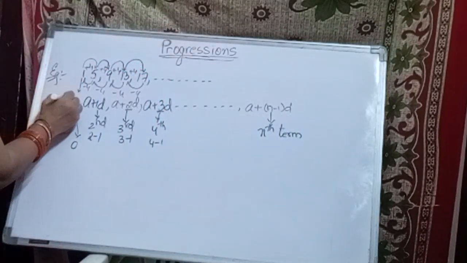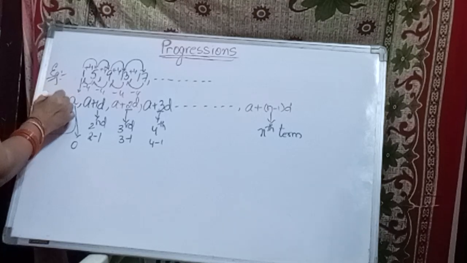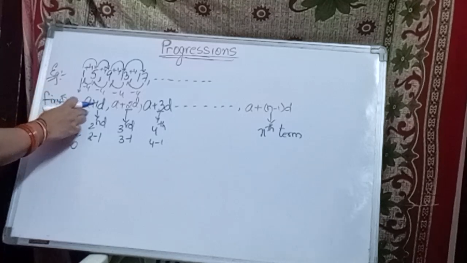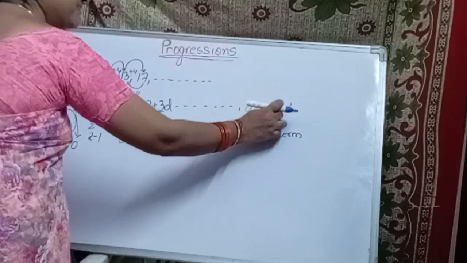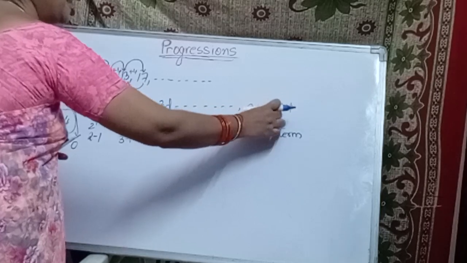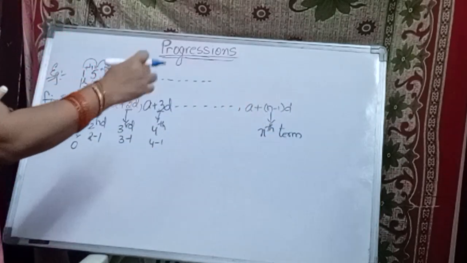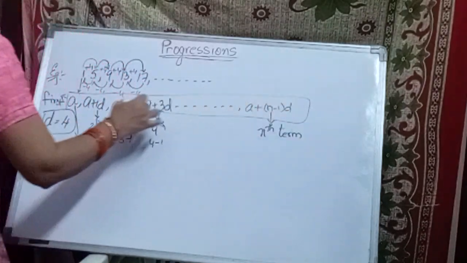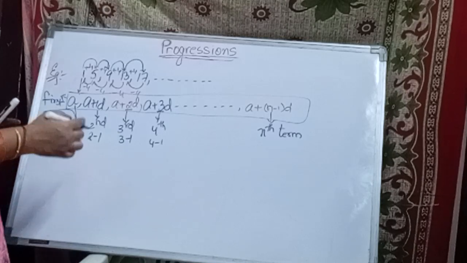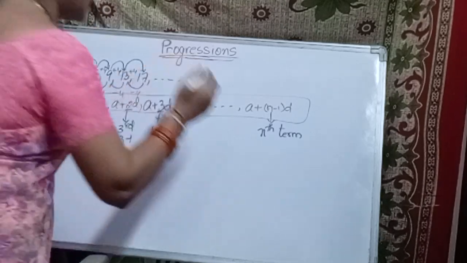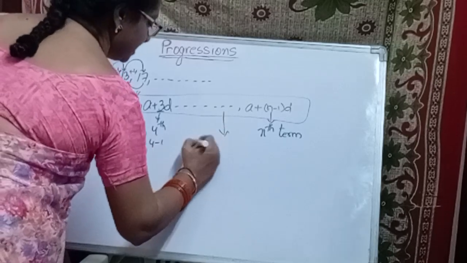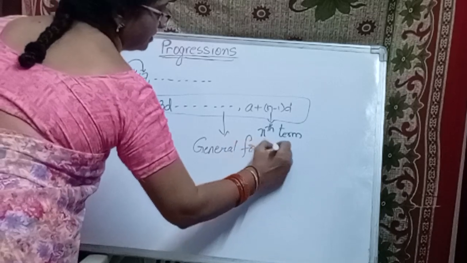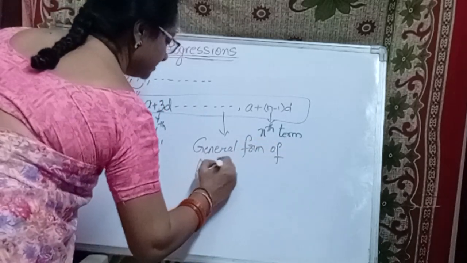And this is the first term. This is the first term and this is the nth term. In the first term you won't have any common difference. In the nth term you will have the common difference D, but the coefficient will be n minus 1. Okay, got it? So here we are using a particular pattern. This thing is called the general form of arithmetic progression.